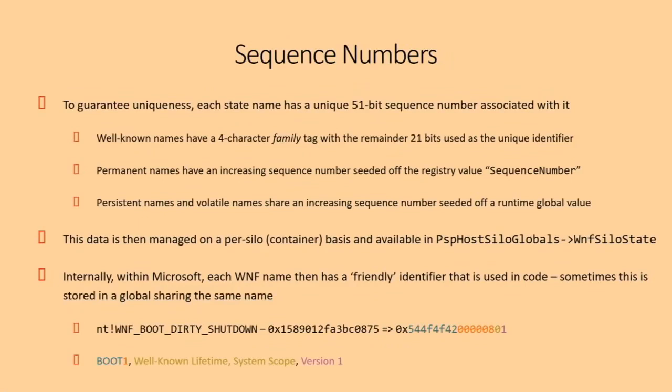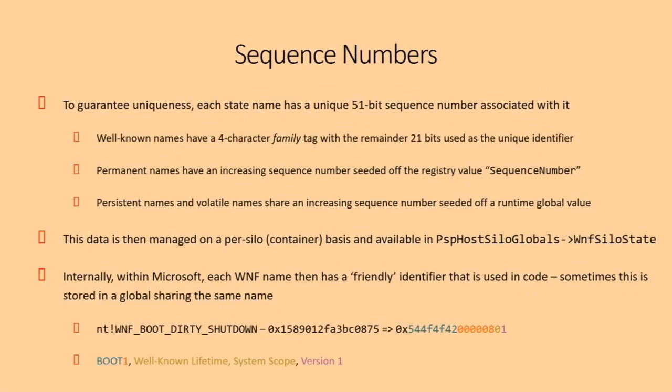That's for well-known names. For the other names that you register at runtime, the persistent names and the permanent names, that sequence number is a monotonically increasing number. So the first ever permanent state name that was created, its sequence number was 1, and then 2, and then 3, and then 4. And the last used sequence number gets written in the registry, so every permanent name, until you reformat your drive, will always be increasing.